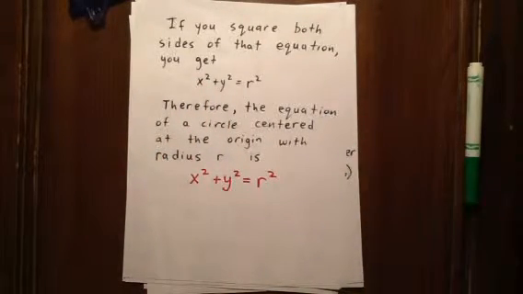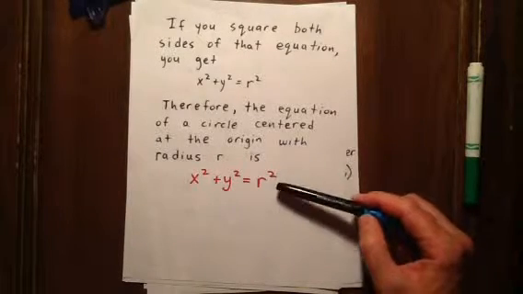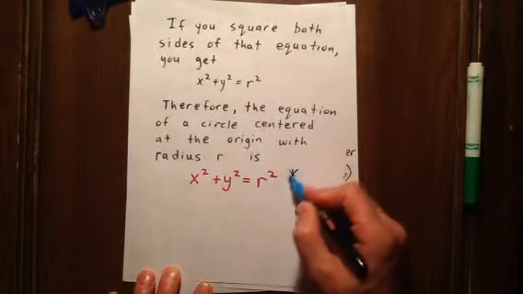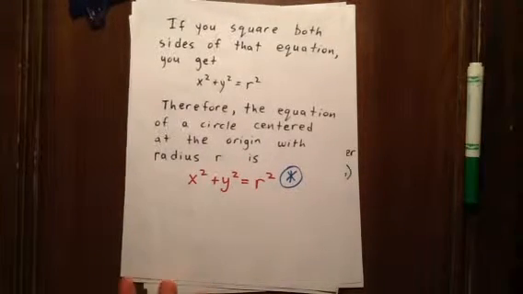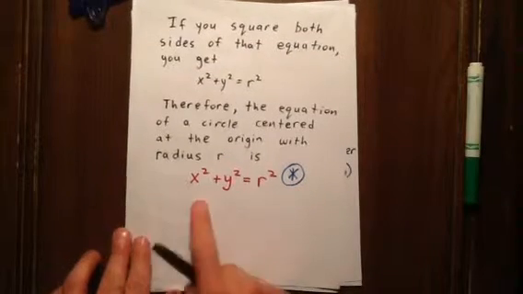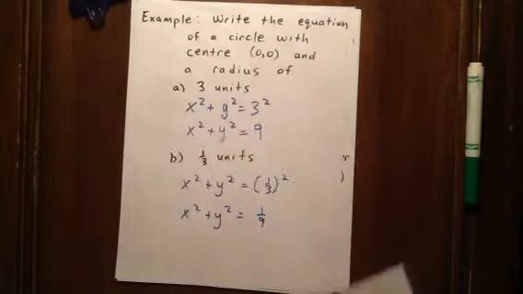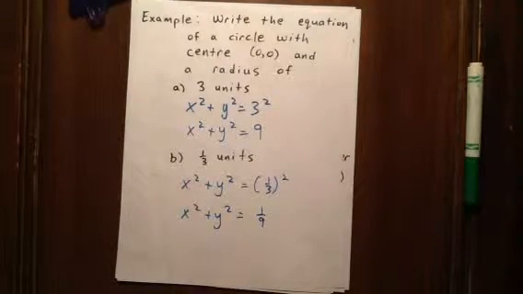And therefore we can say that the equation of a circle centered at the origin with a radius of r is this. This is something you want to memorize and remember it well. We have it written in red there for you. That's the equation of any circle with a radius of r centered at the origin. So what we're going to do now is a few examples.